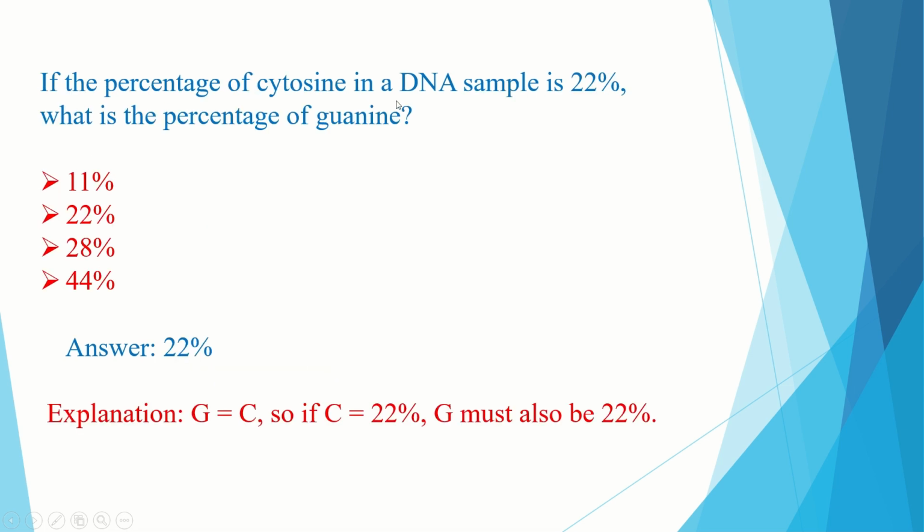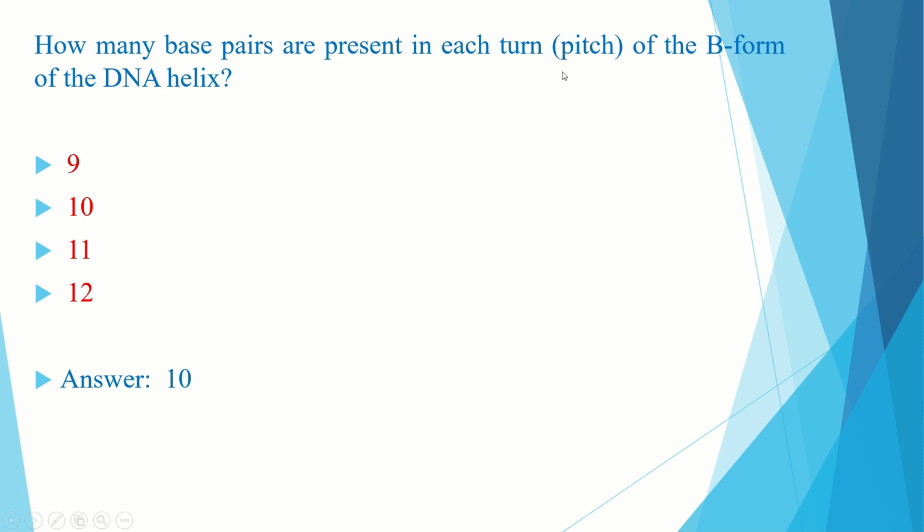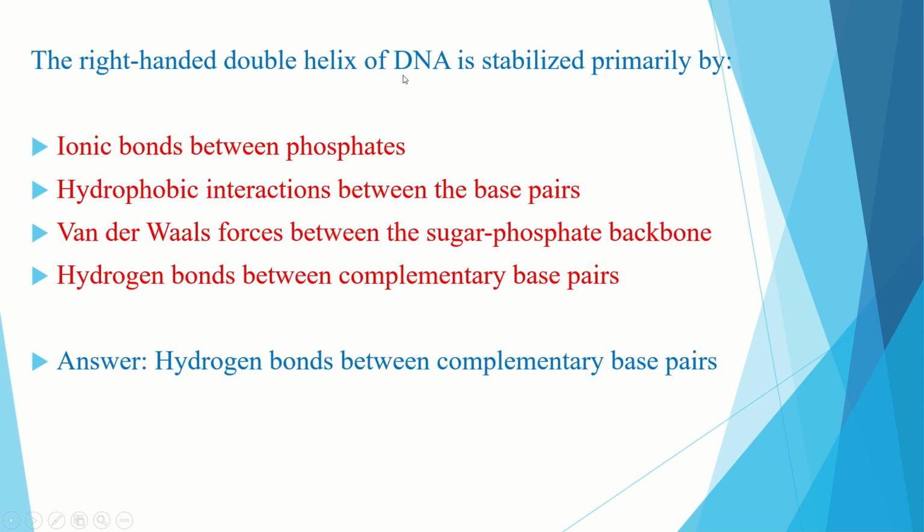If the percentage of cytosine in a DNA sample is 22%, what is the percentage of guanine? 11%, 22%, 28%, 44%. Answer is 22%. G is equal to C. So, if C is equal to 22%, G must also be 22%. How many base pairs are present in each turn of the B form of the DNA helix? 9, 10, 11, 12. The answer is 10. The right-handed double helix of DNA is stabilized primarily by ionic bonds between phosphates, hydrophobic interactions between the base pairs, van der Waals forces between sugar phosphate backbone, hydrogen bonds between complementary base pairs.